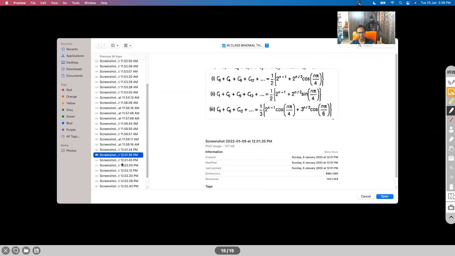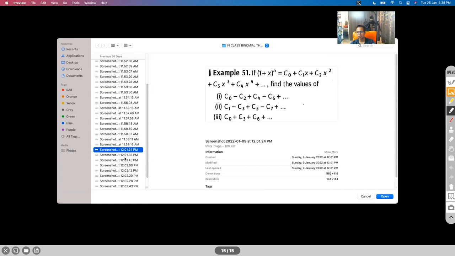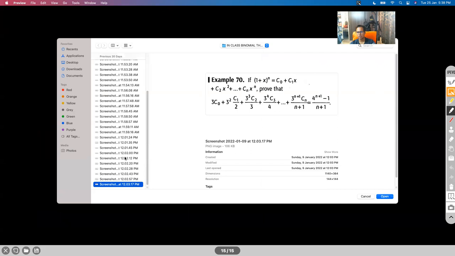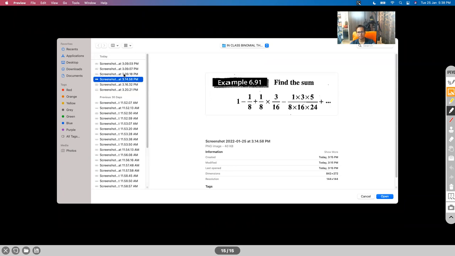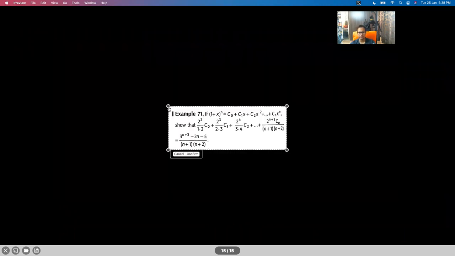All right. Let's try one more where integration is involved. Okay, this is easy. Can you try this one out?